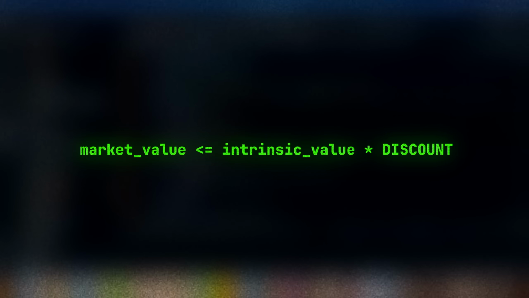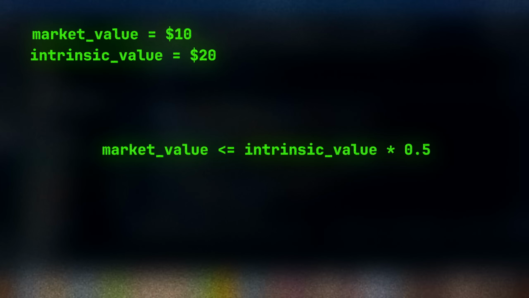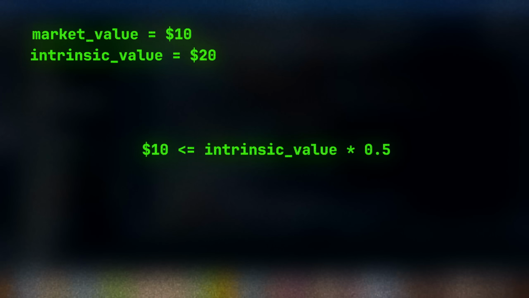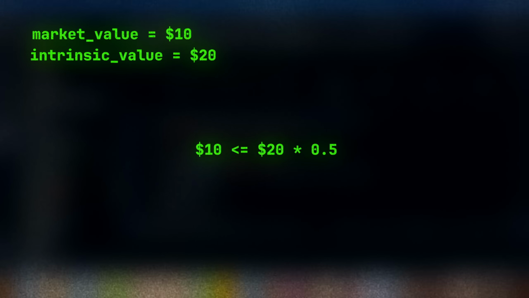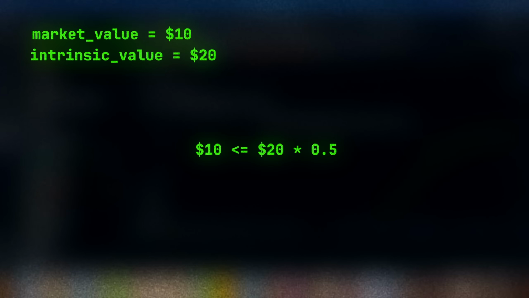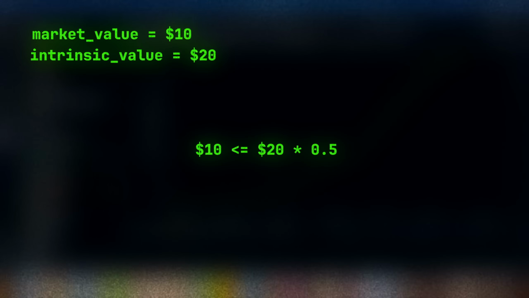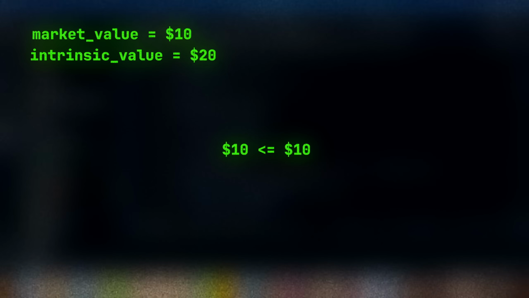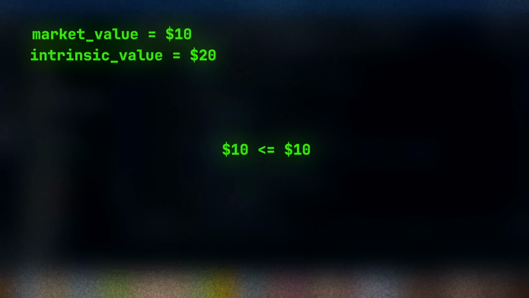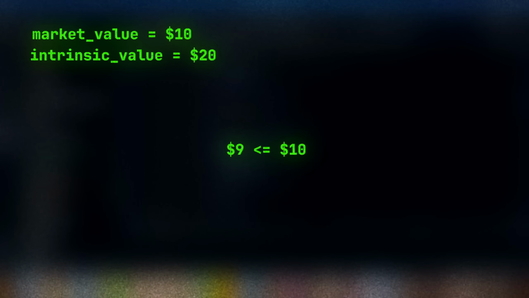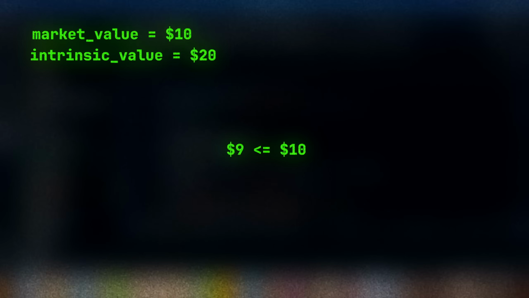Let's look at an example. If the market value of a company is currently $10 and the true or intrinsic value that we calculate, basically what it should be at, is $20, by having a 50% discount, we can observe the following condition. Is $10 less than or equal to the $20 intrinsic value that we've calculated multiplied by 0.5 for a 50% discount? Yes, this is true because $10 is equal to $10. And if the company is even cheaper, say $9, even better. It's even better than a 50% discount. So we should totally buy that.